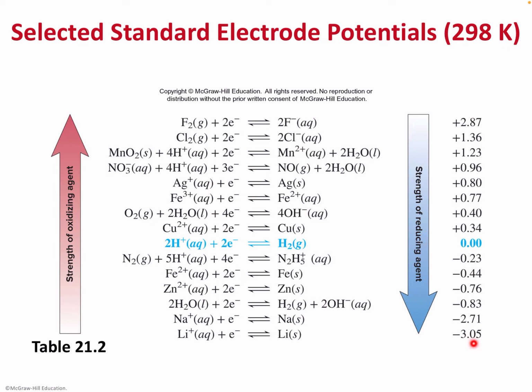The more negative the standard electrode potential, they are strong reducing agents. And going from here to here, it increases the strength of oxidizing agent. So these ones here act as good oxidizing agents, and these ones here act as good reducing agents. The more negative the value, the better reducing agent. The more positive the value, the better oxidizing agent. So in other words, the more negative ones would be, if they are reducing agents, they are good at oxidation. Okay.